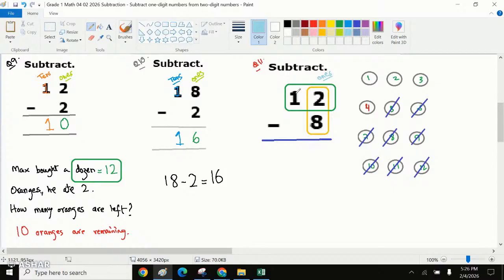Now what we'll say is, if the number in the ones was smaller at the top, right, so we select this number as a total number. We cannot do 2 minus 8, but we can do 12 minus 8, and we know that the answer would be 4. I'll give you more examples, okay? So 12 minus 8 was 4.